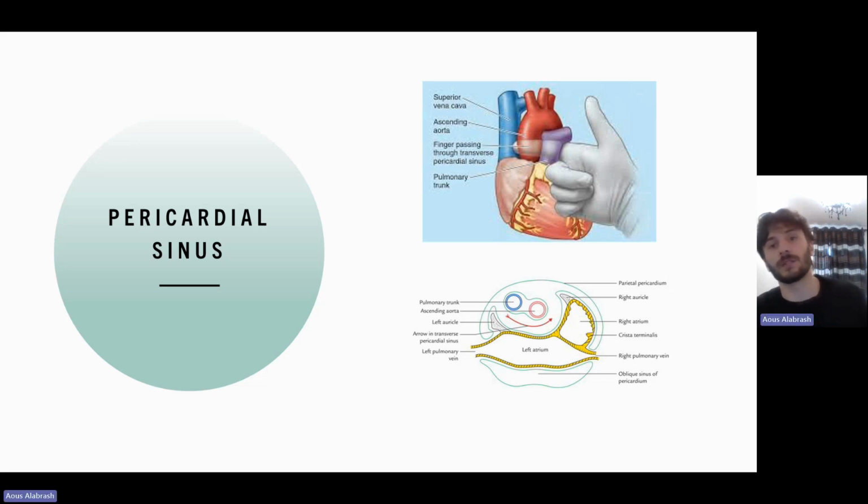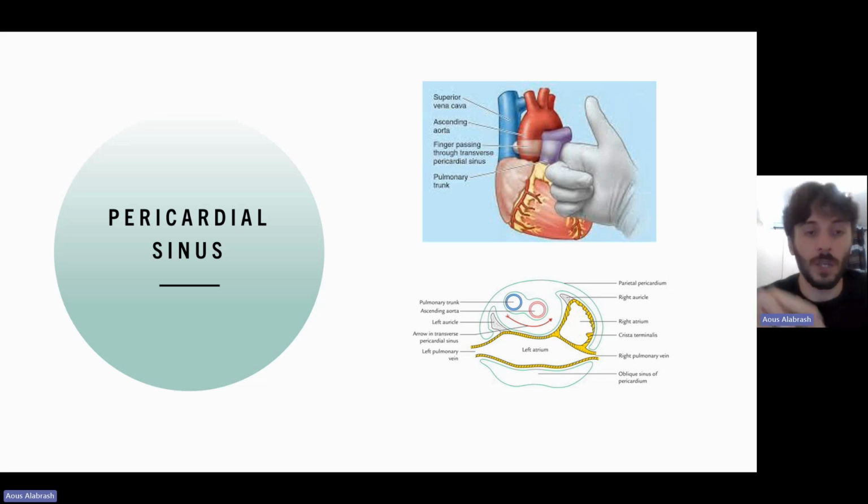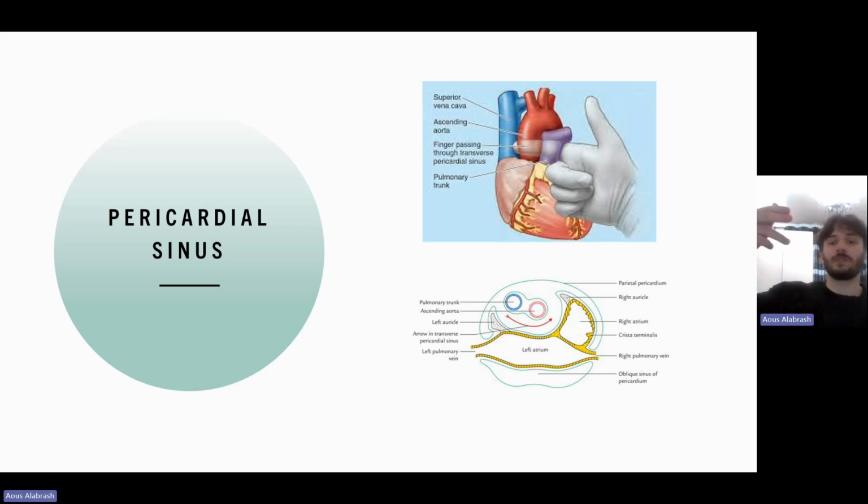The oblique pericardial sinus is a blind-ending passageway, and it's located on the posterior surface of the heart. So it's not shown in the upper picture, and it was really hard finding a picture for it, but I think the one below shows it well, in which you can see that it's on the posterior surface, behind the left atrium. That's where you have the oblique sinus of the pericardium. If for the transverse pericardial sinus he puts his finger like this, for the oblique pericardial sinus you would put your fingers like this.